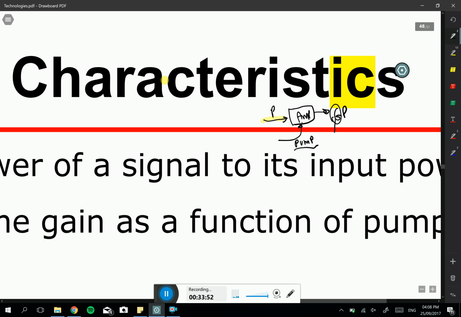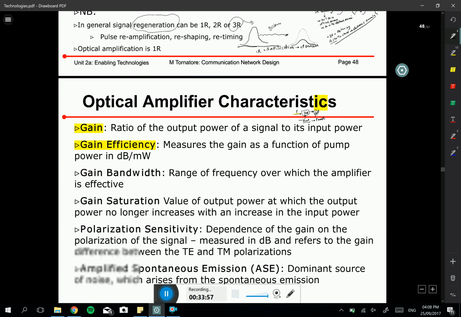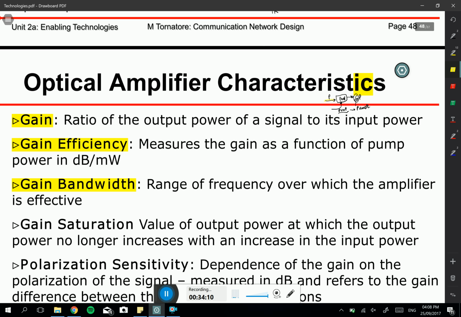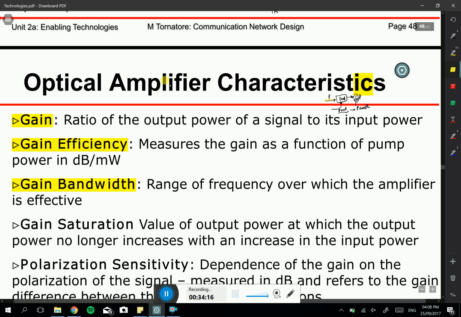So as we can see here, the gain efficiency is the ratio between the amount of dB that you gain. Okay? This is simply G expressed in dB. So let's call it gain efficiency: it is the ratio between G in dB and the power of the pump in milliwatt. Okay, this is the gain efficiency.